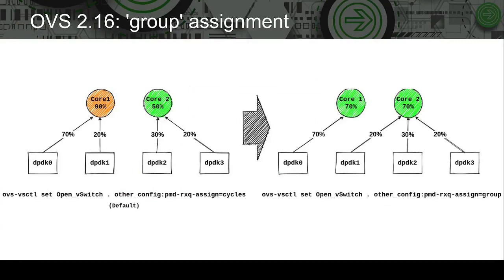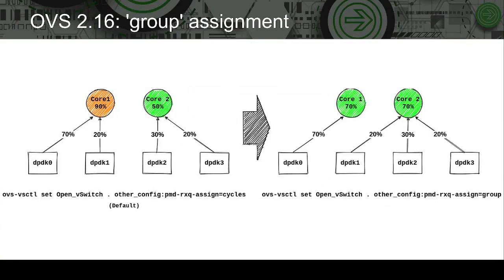This is done by removing the need to have a similar number of RXQs per PMD core. So we might group many RXQs which have a low workload on a single PMD. We can see in this example, DPDK 1, 2, and 3 have their RXQs assigned to PMD core 2, and this leaves PMD core 1 free to deal with the RXQ which has the greatest workload.